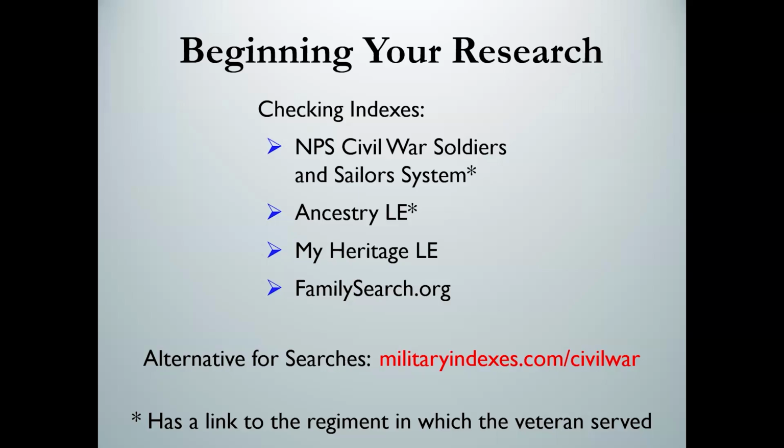There's also an alternative to the searches. It's a website called militaryindexes.com/CivilWar, and they have links. This link is hidden somewhere in those 4 pages of handout, but it is on there, I promise. They have national or federal lists, but they also have them by state, so that will help you narrow that down. And the two at the top, NPS and Ancestry, have the asterisk. That means that it has a link in the index to the regiment that they served.